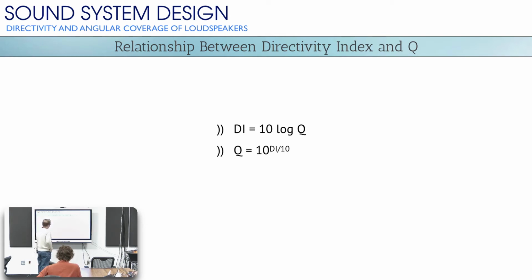Why is sound so log heavy? Almost all the equations we do in some way have log in it.